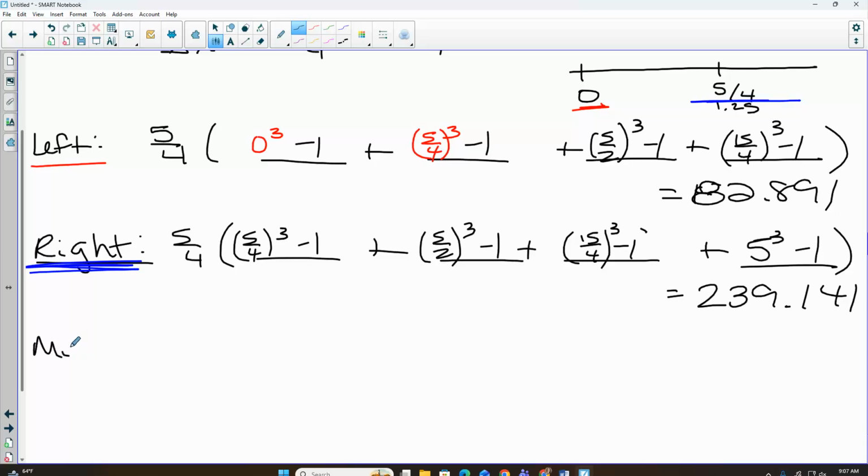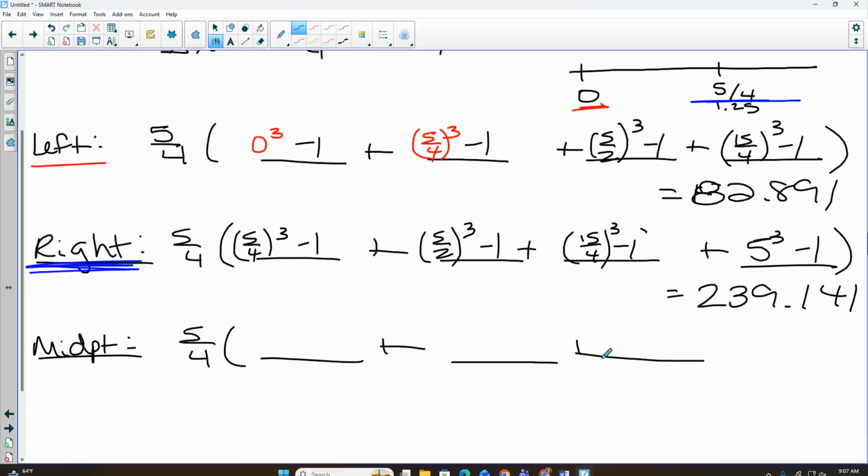Okay, midpoint. We're still adding up 4 rectangles that have a width of 5/4. The only difference is what you are plugging in to start. What is in the middle of 0 and 5/4? Think about if you add them up and divide by 2. 5/8. So the first one I plug in is my 5/8.